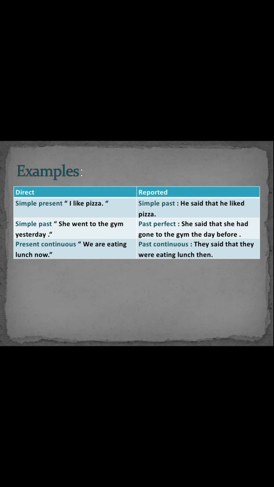I like pizza. This is a simple present sentence. How can we know? From the verb. The verb like is verb 1. We said that the first step is to delete the quotation marks. Okay, we delete the quotation marks.